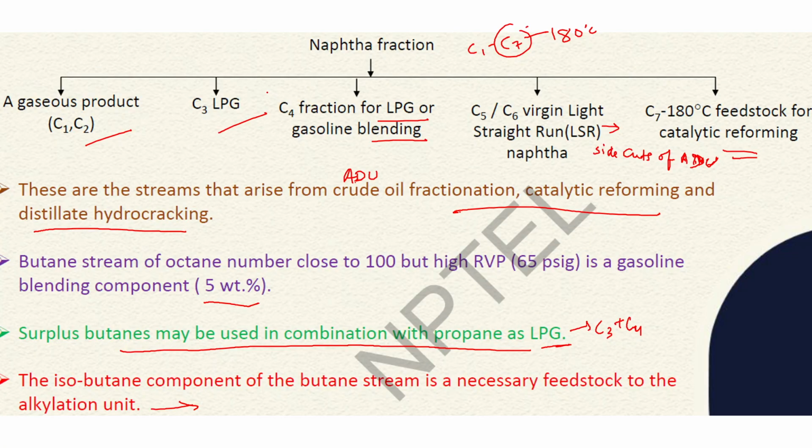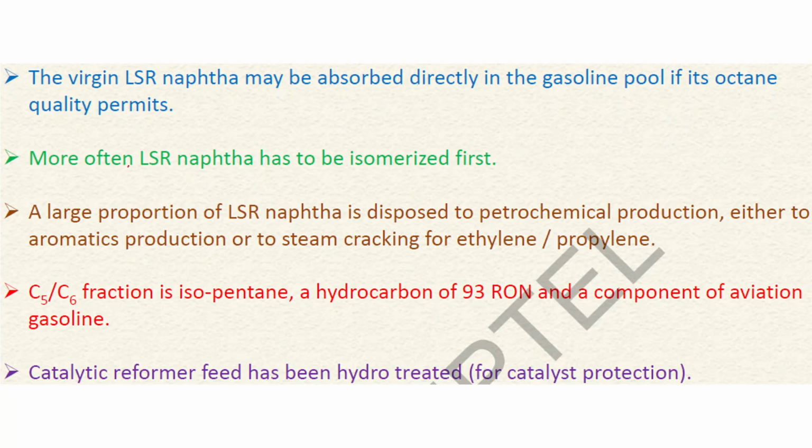The C5 and C6 cut is also used in the gasoline blending pool to enhance its octane number. More often, light straight run naphtha has to be isomerized first. A large portion of light straight run naphtha is given off to petrochemical production, either for aromatic production or for steam cracking for ethylene and propylene production. Okay. So these are the basic applications of naphtha.